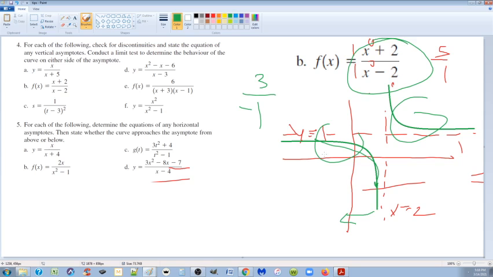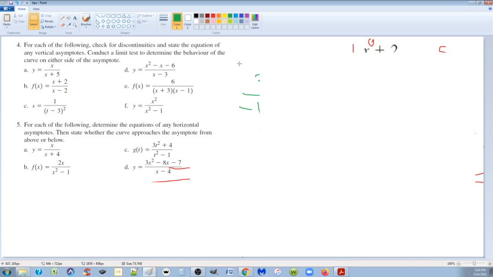It looks very much like a normal rational, except these x's will cancel. It's essentially, again, a line that's interrupted. And it's good to practice this anyway.